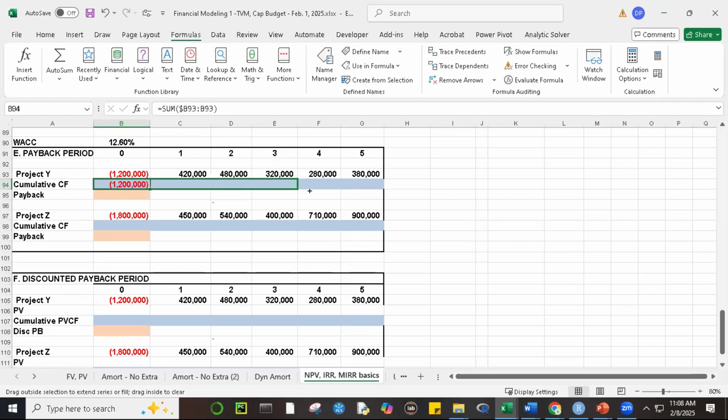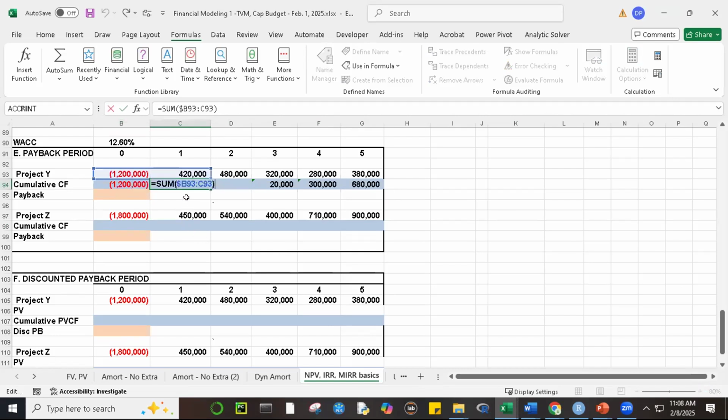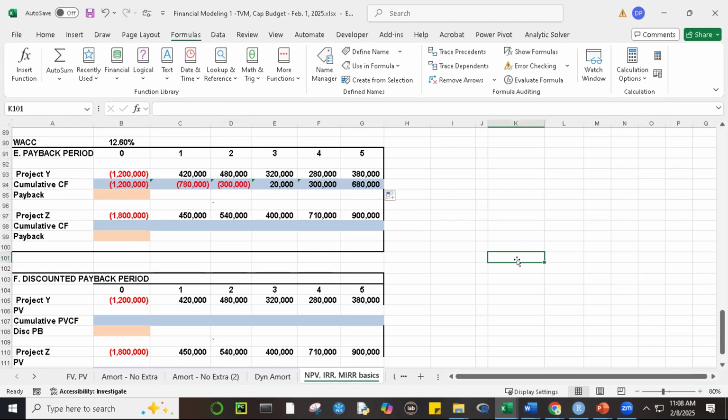But if I copy this to the right, you notice now that the formula B93 to C93 becomes B93 to D93. So it stays with B93 and keeps on adding C, D, E, F. Okay? All right. Did you get it, class? Did you get the cumulative cash flow? Kindly chat, please. All right, good.